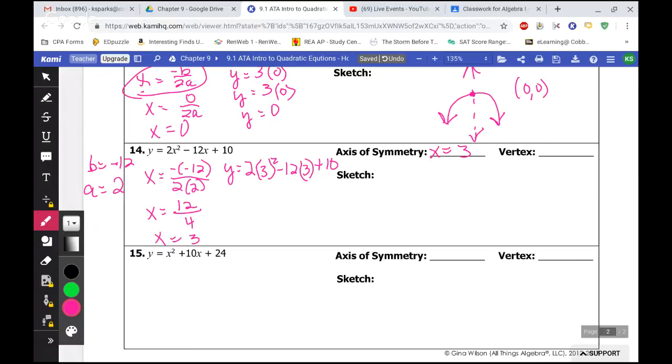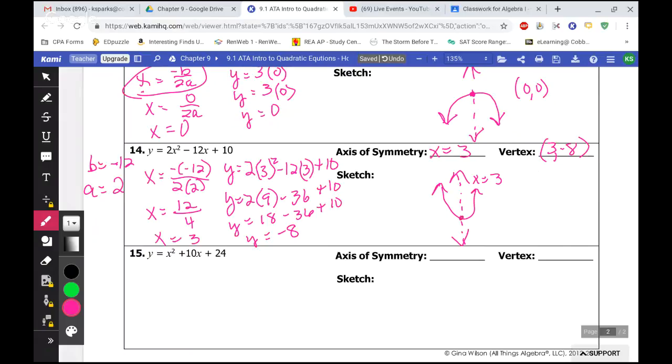Now I'm plugging back in my x value to find my y value for my vertex. And 12 times 3 is 36. And then 18 minus 36 is a -18, plus 10 is going to give me a -8. So my vertex is 3, -8. So I have an axis of symmetry that splits the cup in half at x equals 3. And is this parabola going to be a frowny face or a happy face parabola? Happy face. Happy face parabola. Good job. With a vertex at 3, -8.